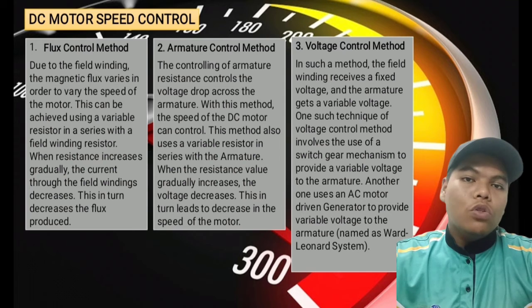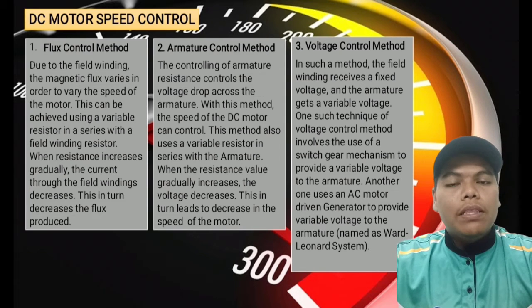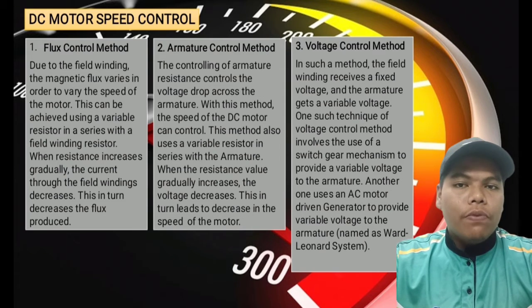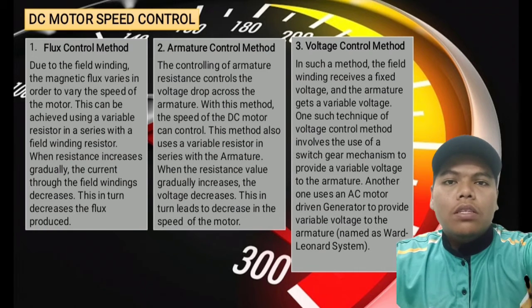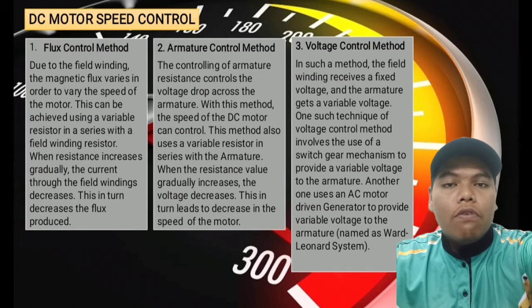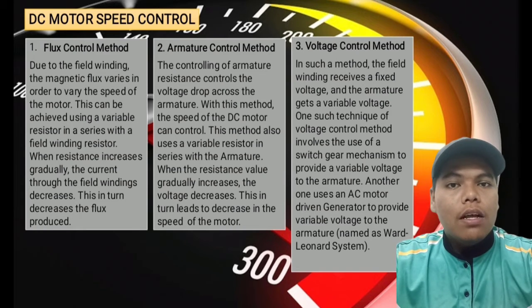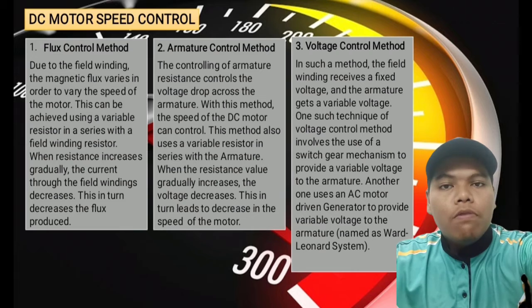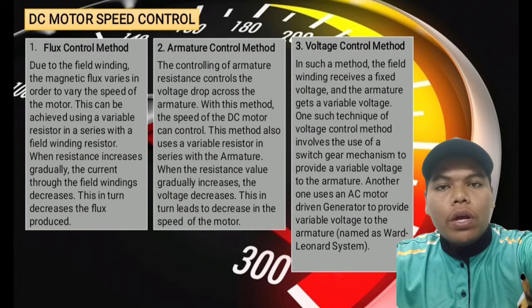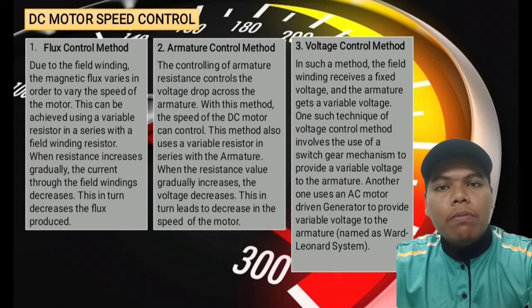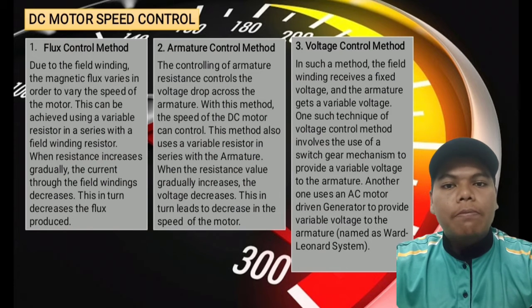Lastly is the voltage control method. So in such a method, the field winding has a fixed voltage and the armature gets a variable voltage. So when such a technique of voltage control method is involved, a switch gear mechanism is used to provide a variable voltage to the armature. Another one uses an AC motor driven generator to provide variable voltage to the armature, named the Ward-Leonard system.